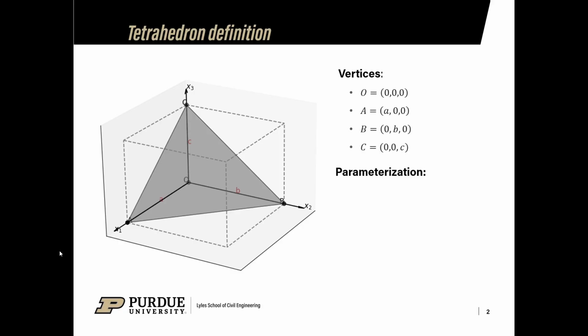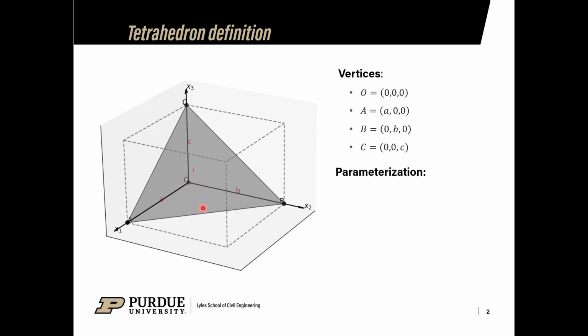A three-rectangular tetrahedron is a tetrahedron where three edges meet at right angles at a single vertex, which in our case is the origin. You can think of it as the corner of a cube cut out by three coordinate planes. The distances a, b, and c, lowercase, represent the lengths of these edges from the origin to the vertices A, B, and C. Now, let's take a look at the parameterization.